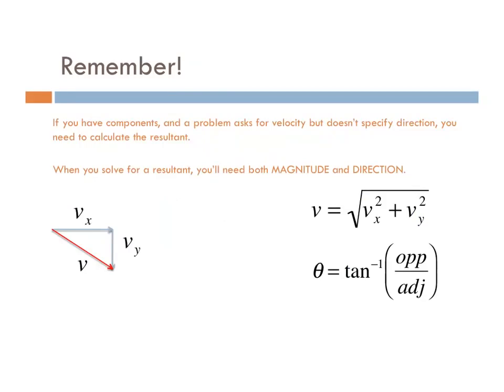Also, if a problem asks you for a velocity but it doesn't specify the direction, what they're really asking for is for you to calculate the resultant of the components at that point. So when you are solving for resultant, remember that you need both a magnitude and a direction because we are talking about vectors. So for the resultant, you're going to need to use the Pythagorean theorem, which is this piece right here. Again, we're just combining both of our components of velocity to find one magnitude.